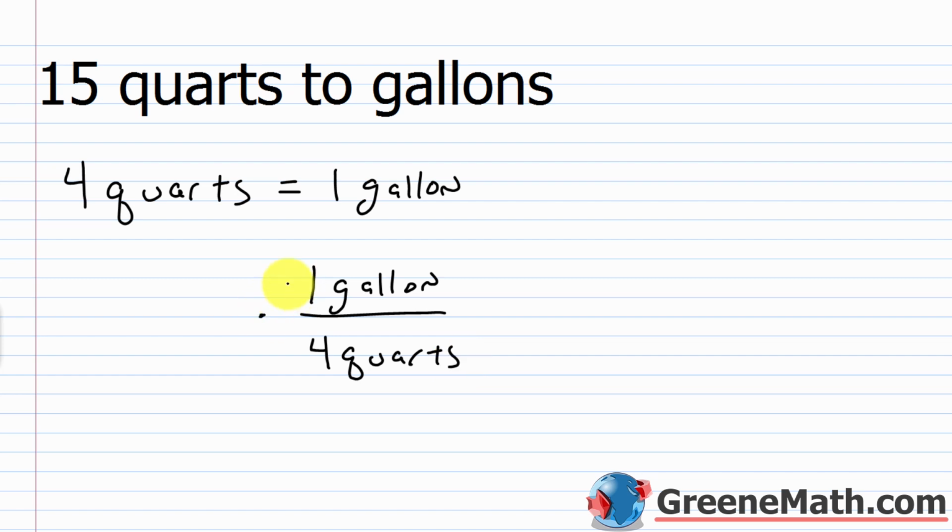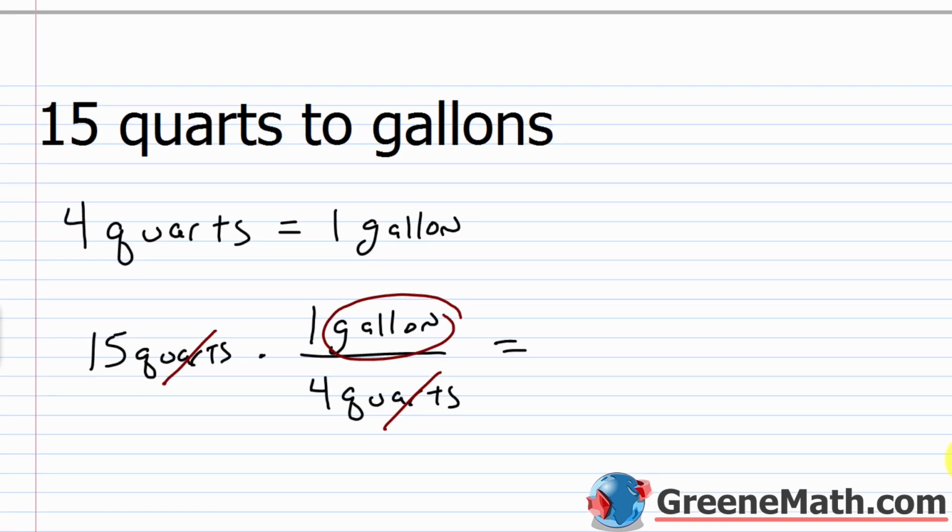And we're multiplying this by 15 quarts. 15 quarts, what we're starting with. And again, the units here are going to cancel. This cancels with this, and we're just going to be left with this. And again, that's what we want, right? We're going to gallons. So now I basically have 15 times 1/4, which is the same thing as saying, what is 15 divided by 4? So let's do that down here.